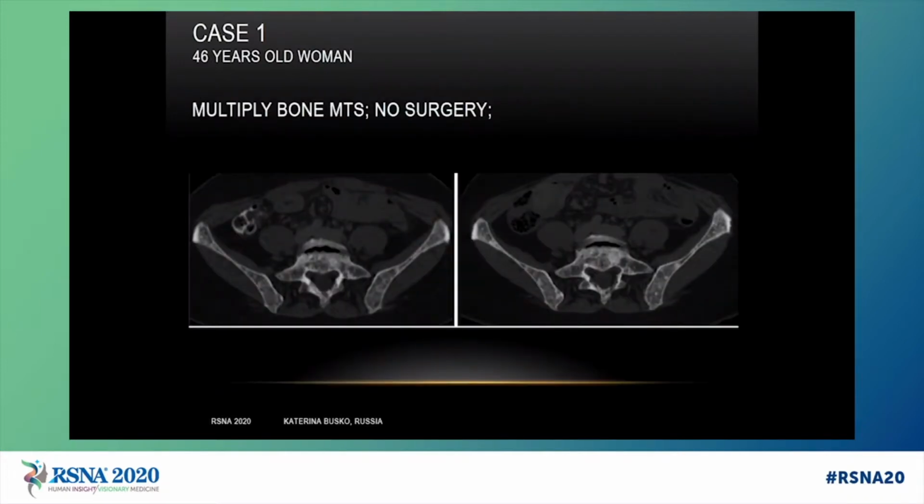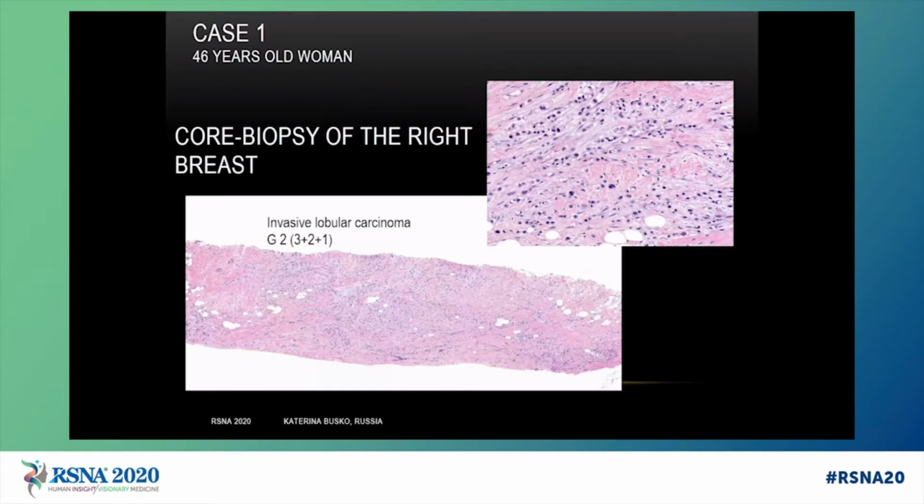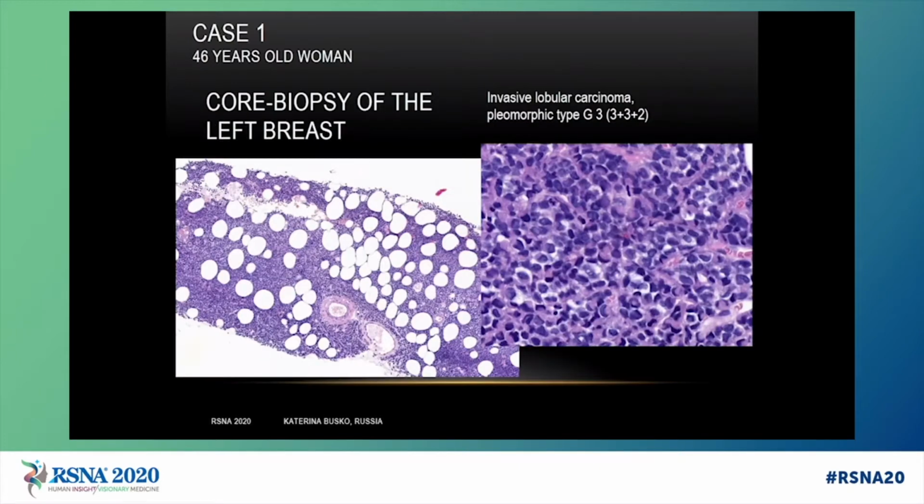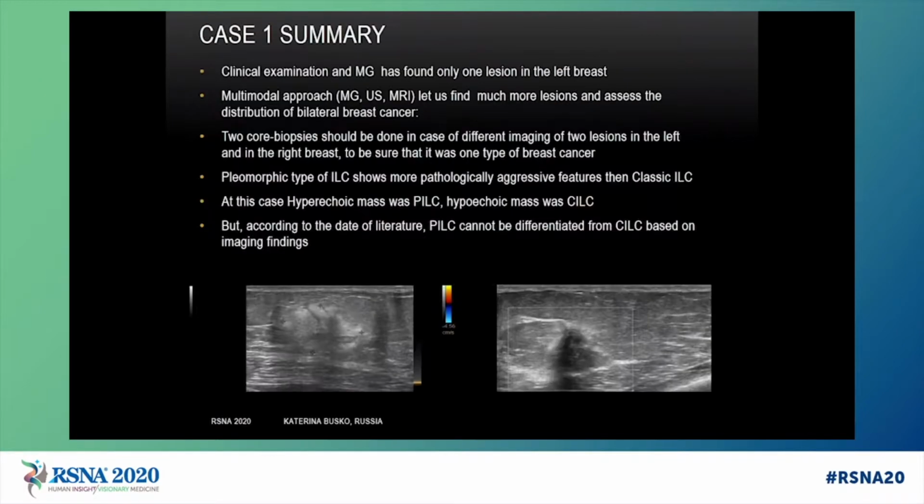Unfortunately, the patient had multiple bone metastases, which were detected with CT. The ultrasound-guided core biopsy of 2 lesions, the main lesion in the left breast and the lesion at the 3 o'clock position in the right breast, was performed. Core biopsy of the right breast showed classical type invasive lobular carcinoma. Core biopsy of the left breast showed pleomorphic type of invasive lobular carcinoma.